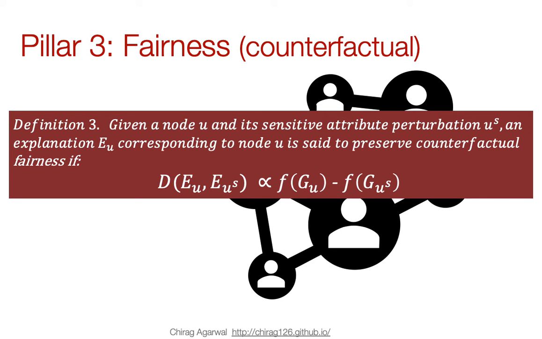Now we define counterfactual fairness. Given a node U and its sensitive attribute perturbation US, an explanation EU for node U is said to preserve counterfactual fairness if the distance between the explanations for node U and node US is proportional to the difference between the predictions from the subgraph associated with node U and node US.